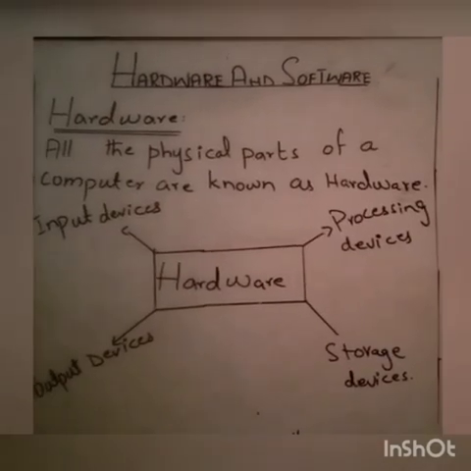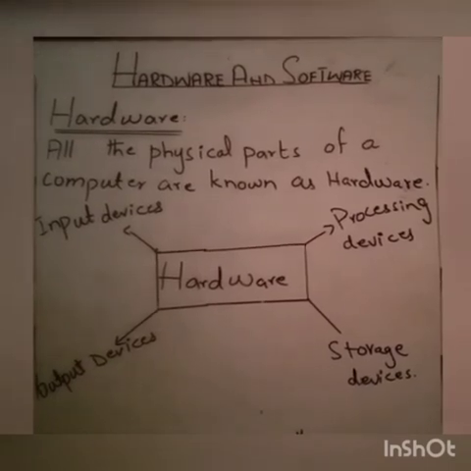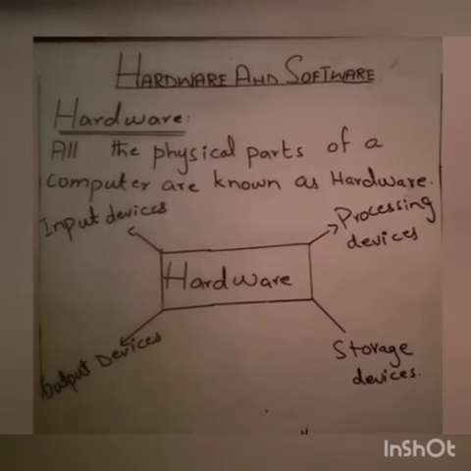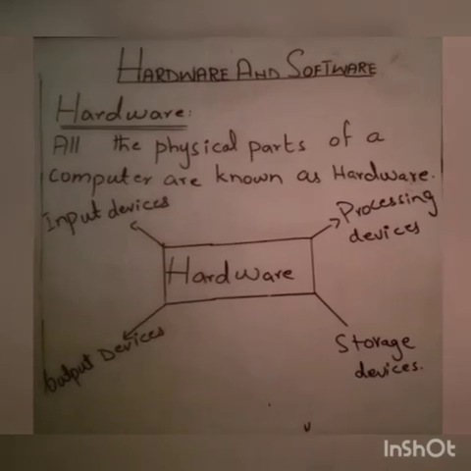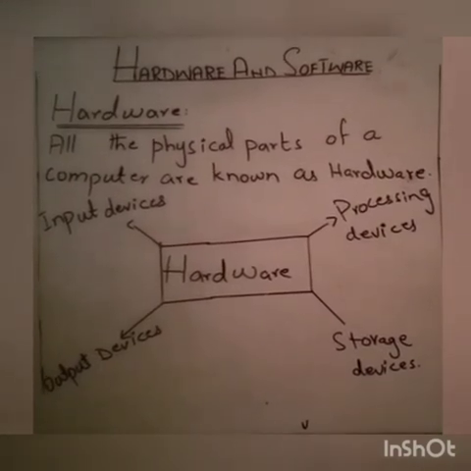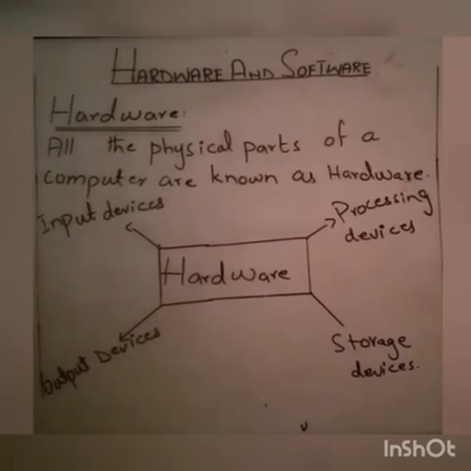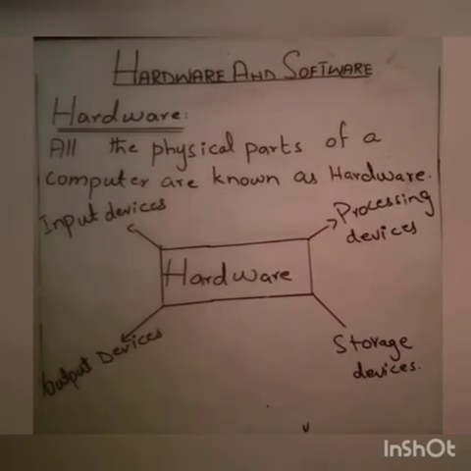Hardware. All the physical parts of a computer are known as hardware. All the hard components of your computer that you can see or touch are hardware. Hardware are classified as input devices, processing devices, output devices, and storage devices.